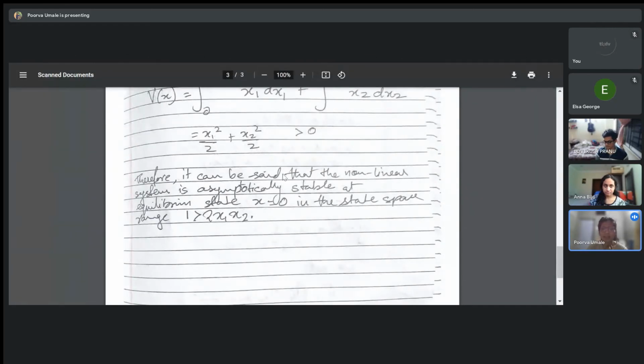So therefore it can be said that the nonlinear system is asymptotically stable at the equilibrium state x equal to 0 in the state space region of 1 greater than 2x1 x2.